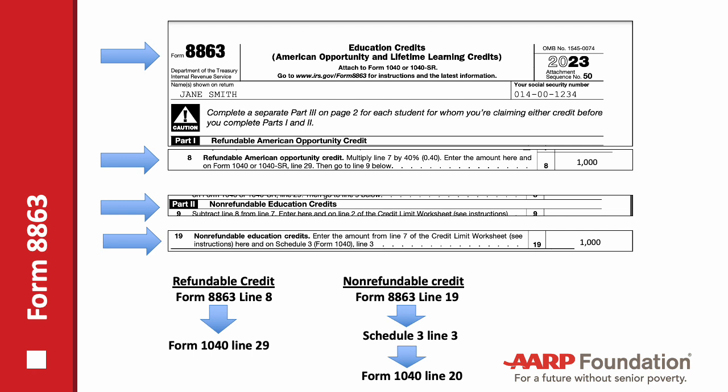Now, the refundable credit shows up here on line 8 on Form 8863, line 8. It is then carried over to Form 1040, line 29. The non-refundable credit, here in Form 8863, line 19, will go to Schedule 3, line 3, and then from there to Form 1040, line 20.